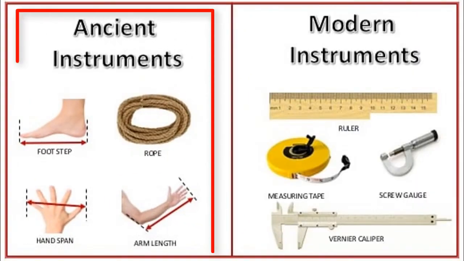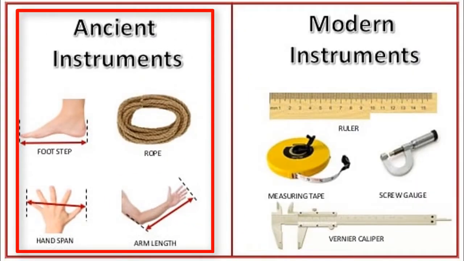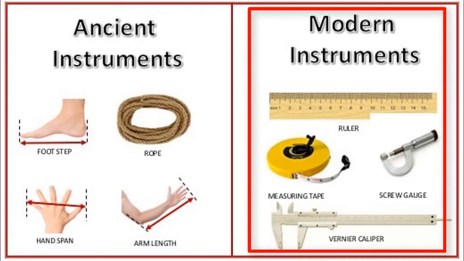In olden days, lengths were measured using the limbs of a human body: a hand, a span, a cubit, a pace, etc. These units are not standard. They differ from person to person. So now we have standard units like the tape used by tailors, the meter scale, and the ruler used by children.